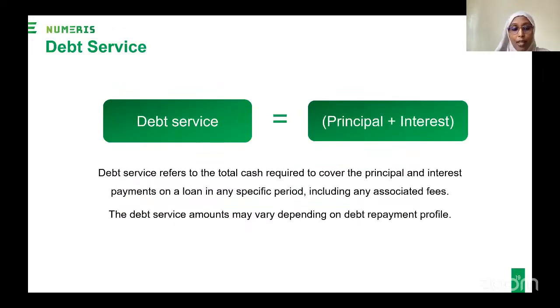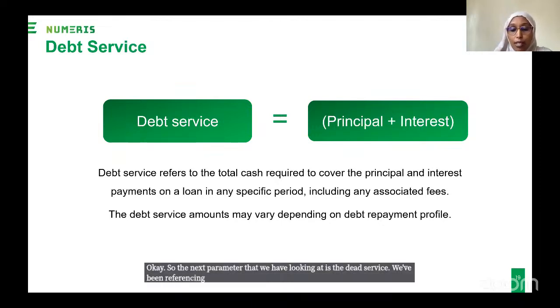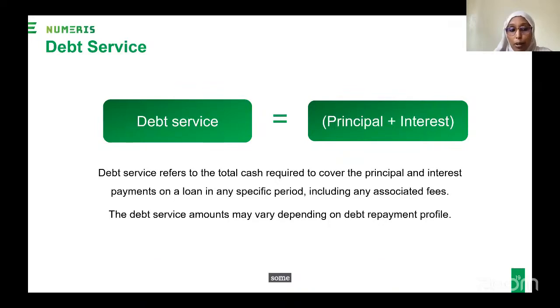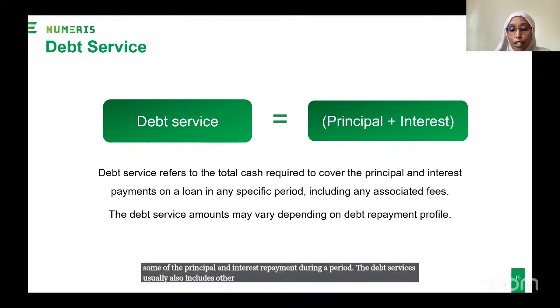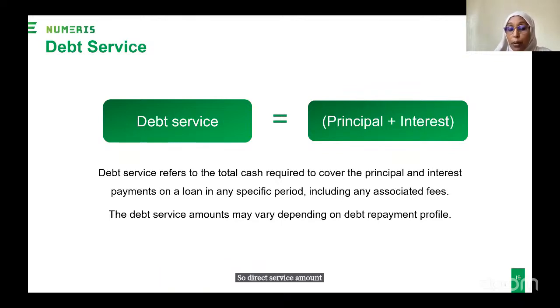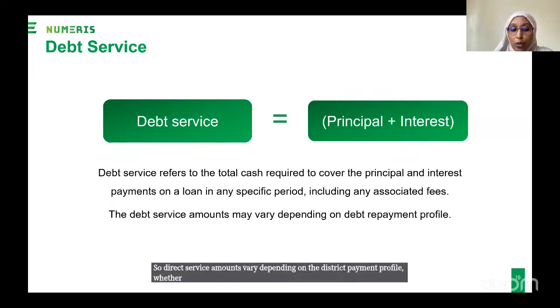Okay. So the next parameter we are looking at is the debt service. We've been referencing this. This is simply the sum of the principal and interest repayment during a period. The debt service usually also includes other associated fees such as arrangement and administrative fees related to the debt raise. So the debt service amounts vary depending on the debt repayment profile, whether this is structured as an annuity, a bullet, or as capital repayment. We'll have a demonstration of this in the case study.